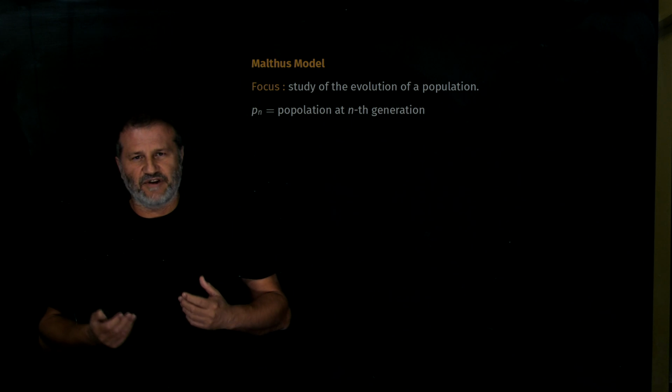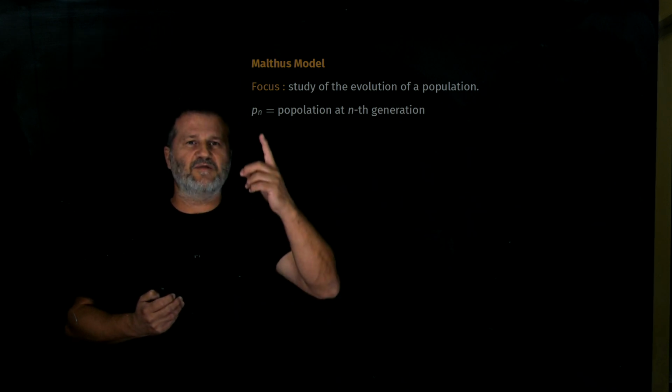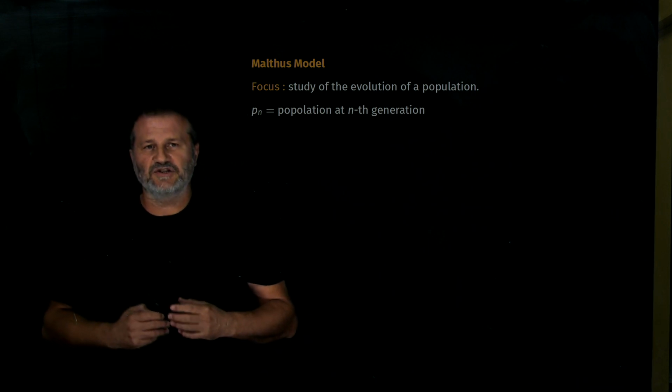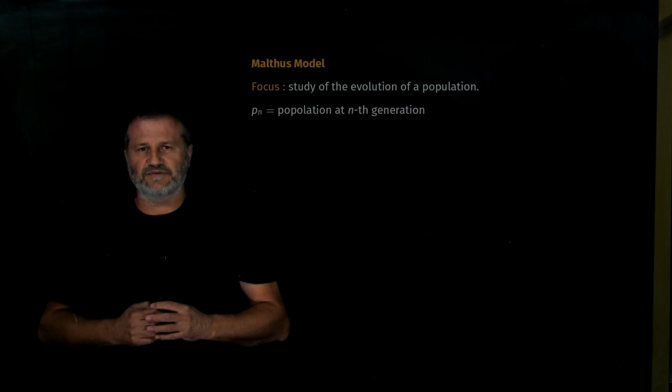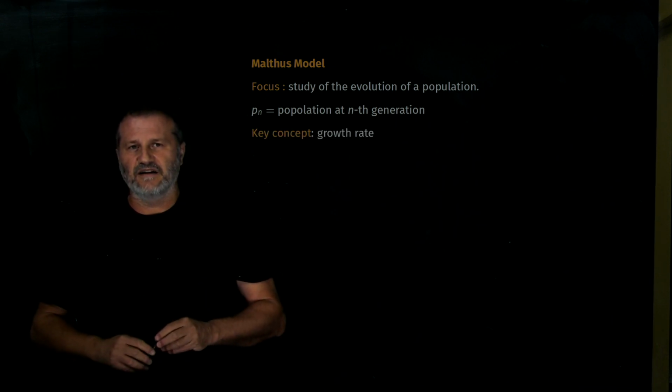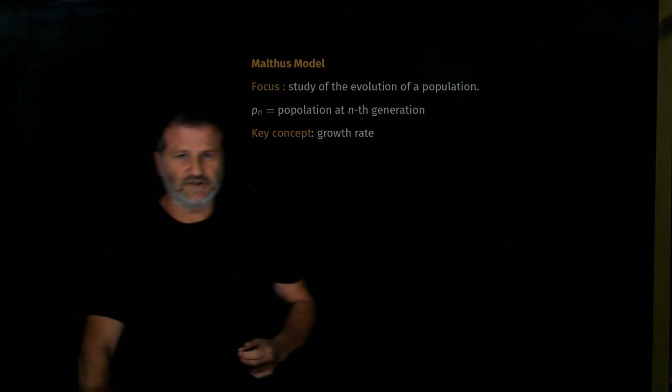The simplest possible demographic model is the Malthus model. This is the simplest possible model because it makes a certain number of extremely simplified assumptions on the behavior of the population. Let's see how this model works. As for every other demographic model, the key quantity we want to study is Pn, the size of the population at time n or at the nth generation. And the key ingredient is what is called the growth rate of this population. Let's see what this quantity is.